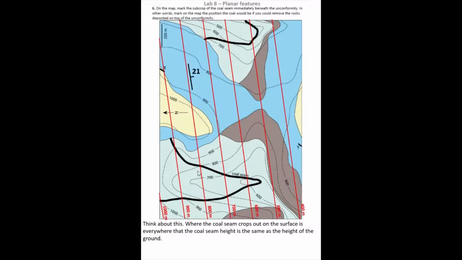Okay, then this next question is asking us on the map to mark the subcrop of the coal seam immediately beneath the unconformity. Or in other words, mark on the map the position the coal would be if you could remove the rocks deposited on top of the unconformity.